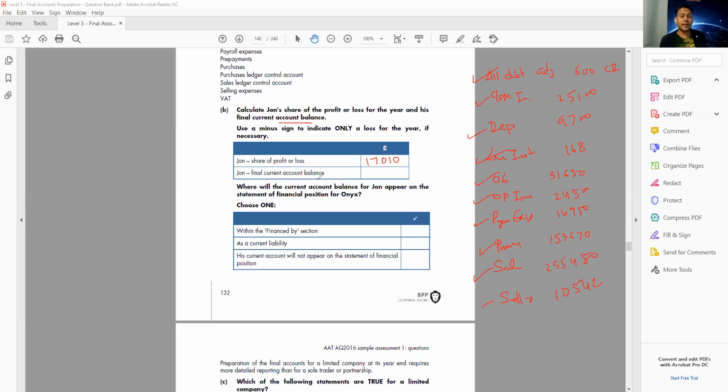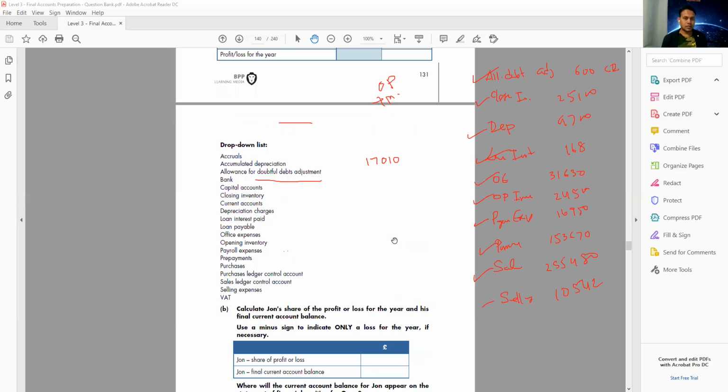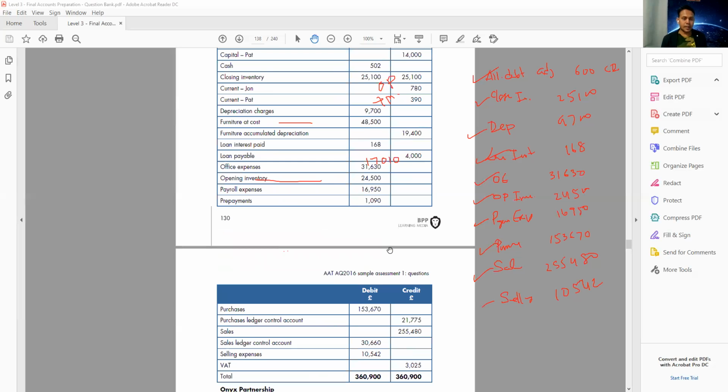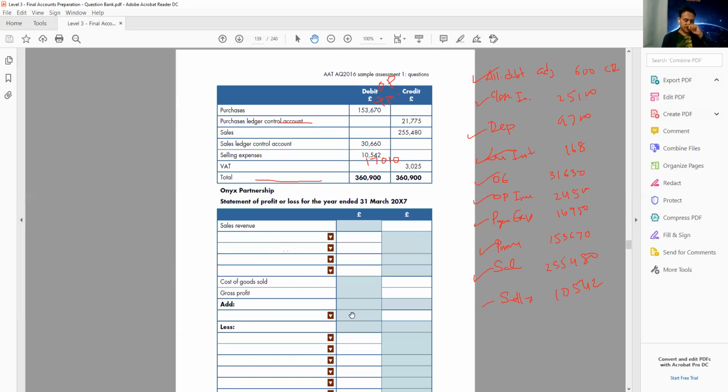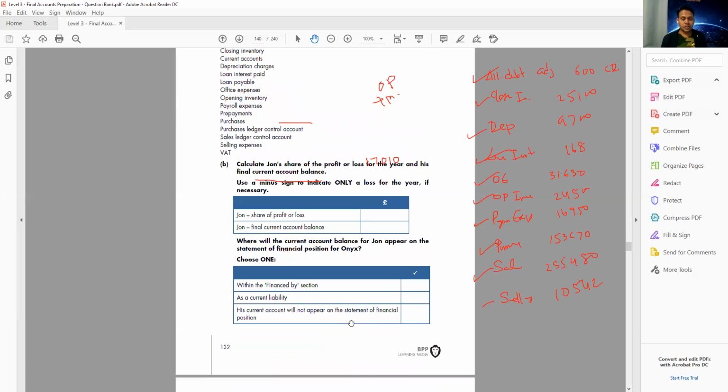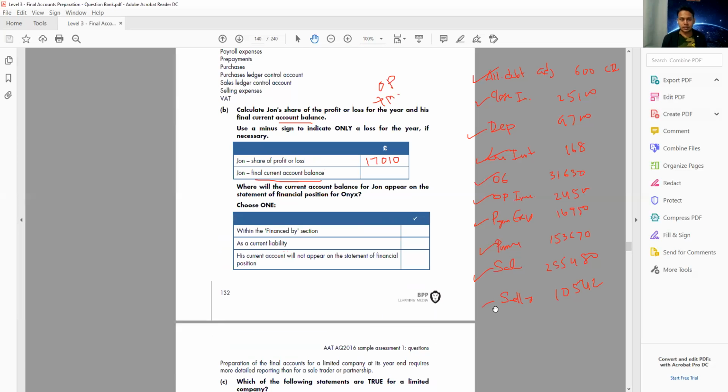And how much will be the current account balance? Current account balance means the opening balance for the current account plus profit, isn't it? So let's have a look. How much is the opening balance for the current account? Let's find the opening balance for John's current account. So current account opening balance 780. So 780 plus profit. How much is the current account balance for John? 17,790. Very good.